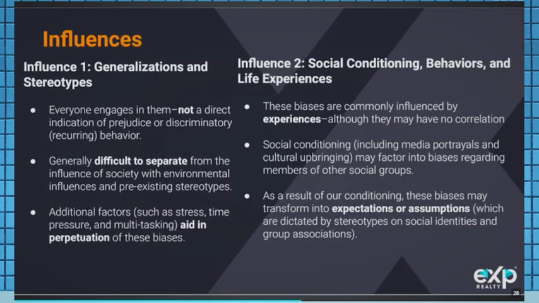Now we're going to talk about influences. Influence number 1 is generalizations and stereotypes. Everyone engages in them. It's not a direct indication of prejudice or discriminatory recurring behavior. Generally, it's difficult to separate from the influence of society with environmental influences and pre-existing stereotypes. Additional factors such as stress, time pressure, and multitasking aid in perpetuating these biases.